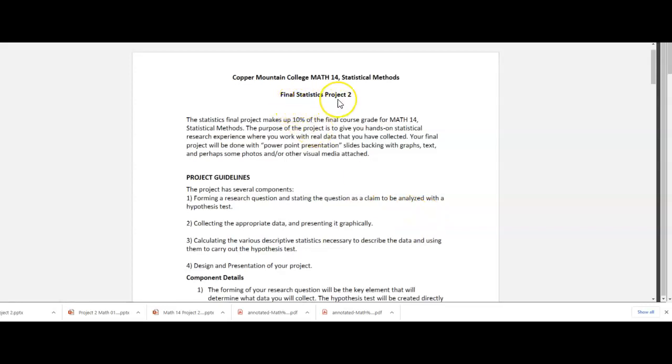Okay, final statistics project number 2, instructions. The statistics final project makes up 10% of the final course grade for Math 14, Statistical Methods. The purpose of the project is to give you hands-on statistical research experience where you work with real data that you have collected. Your final project will be done with PowerPoint presentation slides, backed with graphs, text, and perhaps some photos and/or other visual media attached.